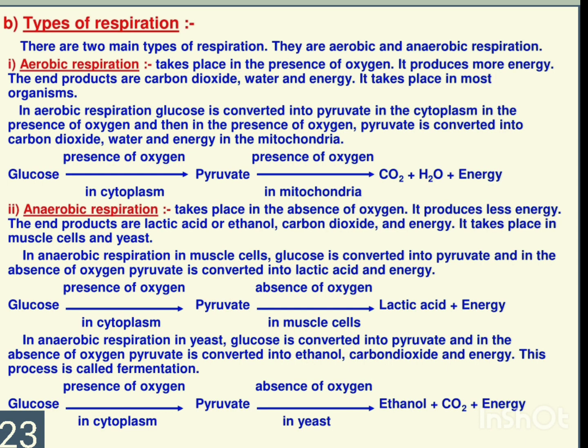Again, in anaerobic respiration in yeast, glucose is converted into pyruvate, and in the absence of oxygen, pyruvate is converted to ethanol, carbon dioxide, and energy. The process is called fermentation. So there is a flow chart here. Glucose is converted into pyruvate in the cytoplasm, and again that pyruvate will convert into ethanol, carbon dioxide, and energy in the absence of oxygen, in the yeast. The first step is the same, that is glucose converts into pyruvate in the cytoplasm.